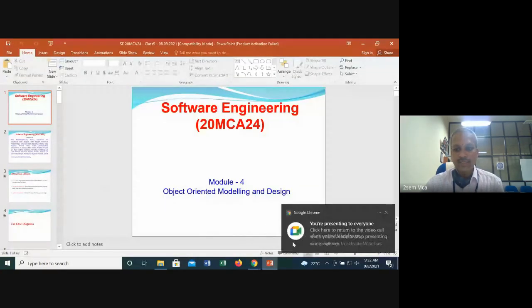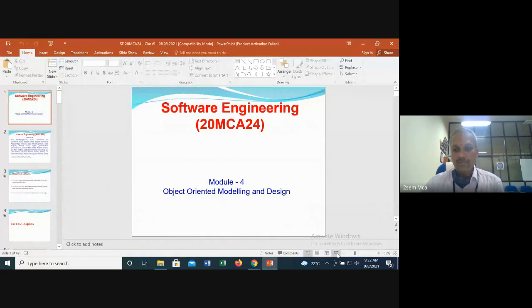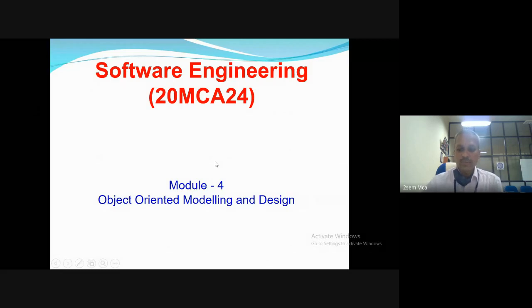Today, let us go in detail about the use case model further to understand how this can enable us to understand the user requirements, maybe the functionality requirements or functional requirements at the problem level.